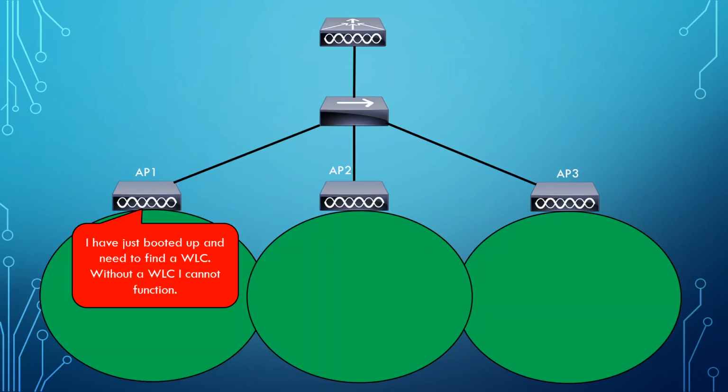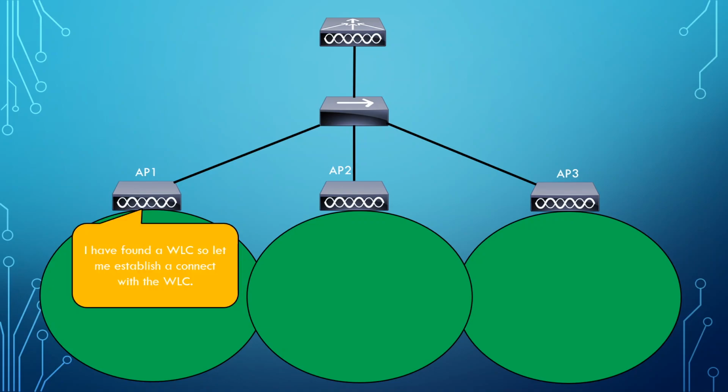So let's have a look at how this CAPWAP tunnel is established. In this case, AP1 has just booted up. He's like, okay, I've just booted up. I need to find a wireless LAN controller, otherwise I cannot perform my job at all. He starts searching for it. In the end, he finds one. He's like, okay, I found a wireless LAN controller. Let me establish a connection with the wireless LAN controller.